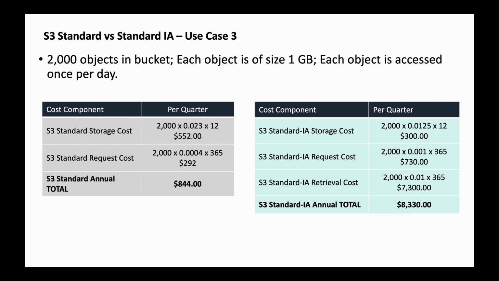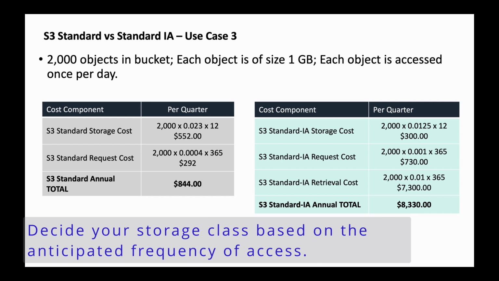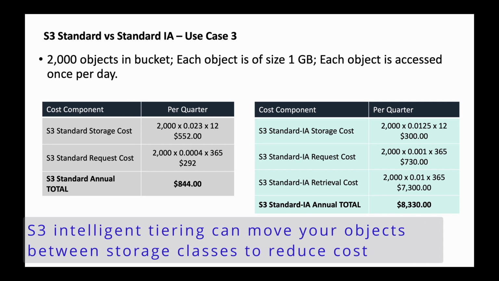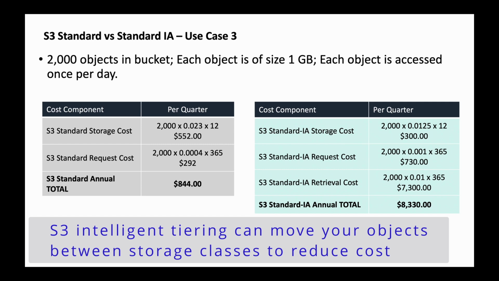Okay, so from this use case, we can see that the frequency of access of your objects largely determines cost. Maybe you can use S3 Intelligent-Tiering so that it can automatically determine which storage class is most appropriate for any given object.